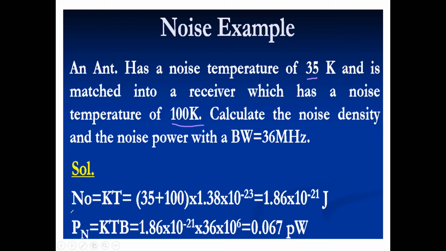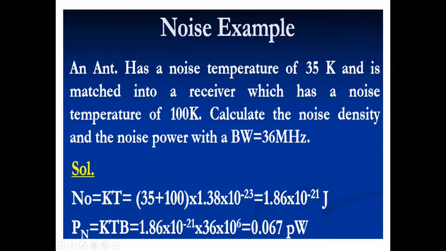So it is very simple. The noise density is K into T. K is the Boltzmann constant, 1.38 into 10 to the power minus 23. The temperature is the antenna plus the noise temperature of the first stage, that is 135. That is how we calculate the noise density in joules. And when I multiply this with the bandwidth, that is 36 megahertz, what you get is the power in watts. So that is what we are supposed to do. In case we are given an additional equivalent noise temperature other than the antenna, we need to consider it while calculating.